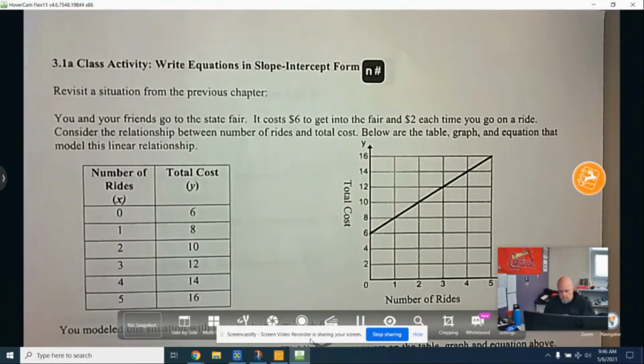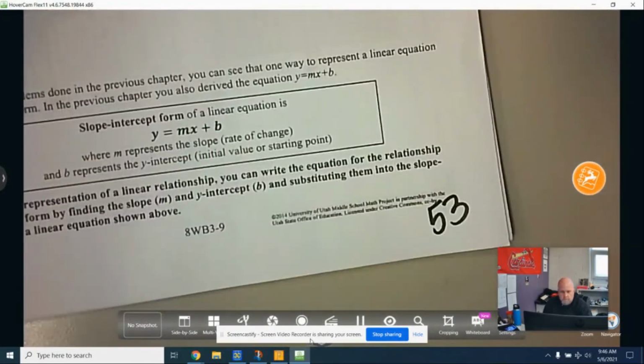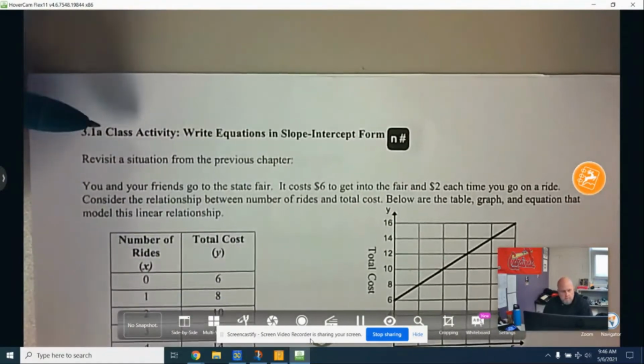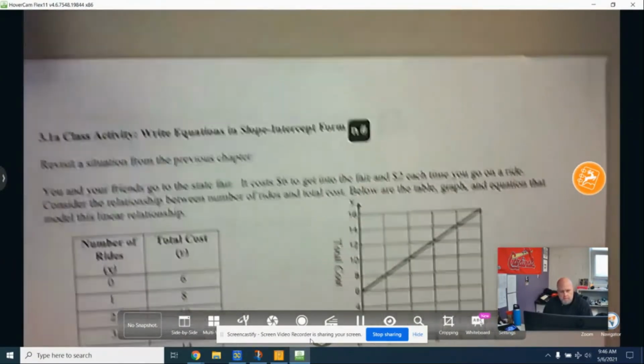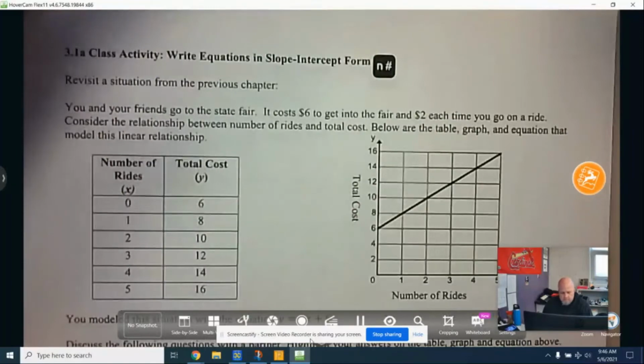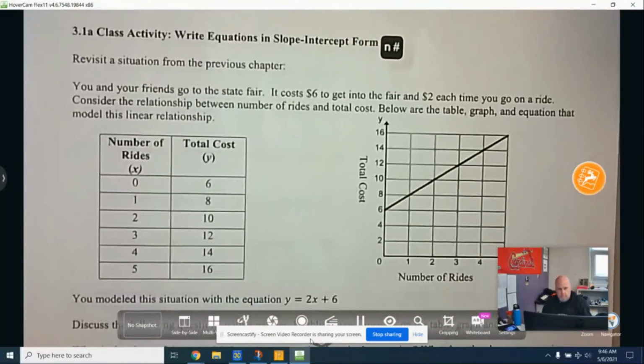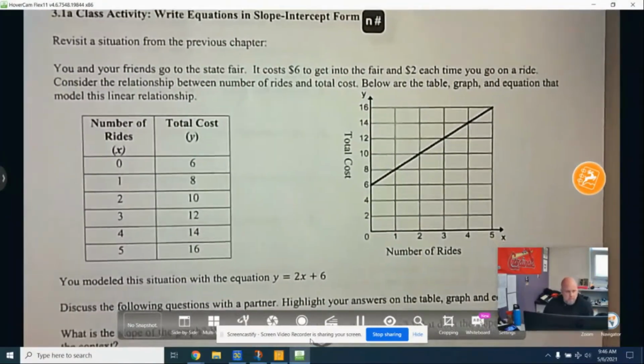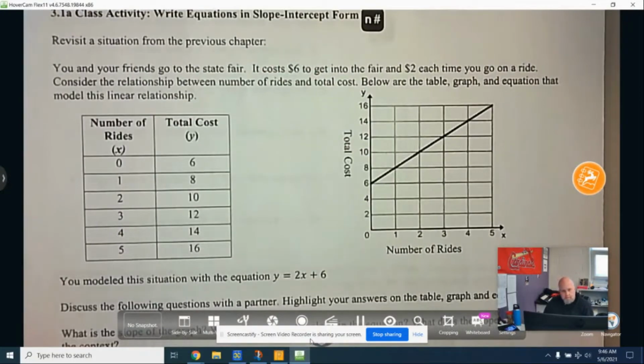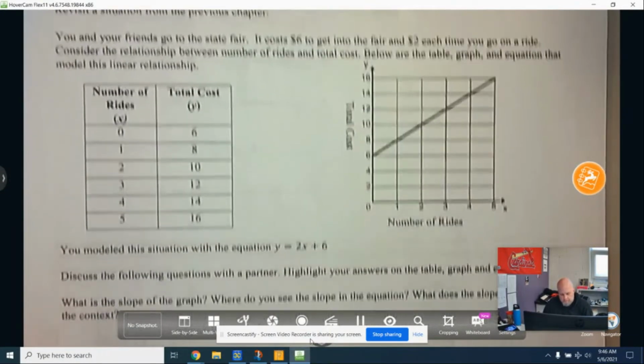Okay guys, for today's lesson you need page 53 out of your packet, okay? Page 53. And it starts with 3.18 class activity, write equations in slope-intercept form. So we've graphed the slope-intercept form, and now we're going to talk today about really writing equations from slope-intercept form.